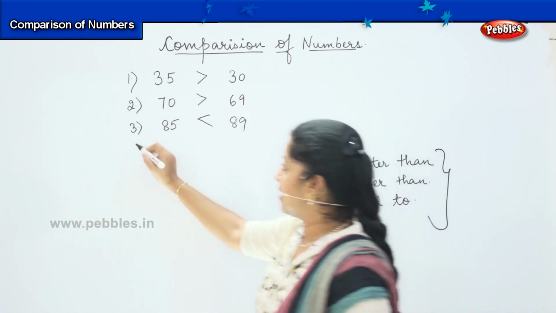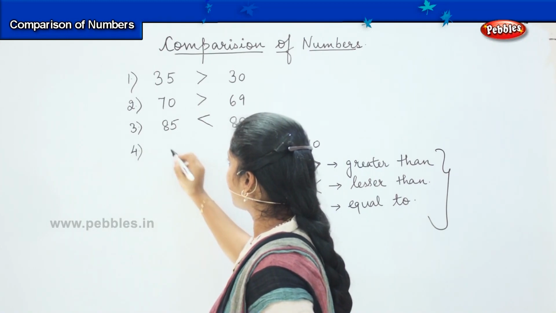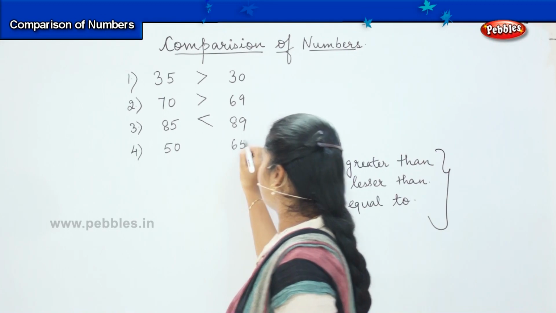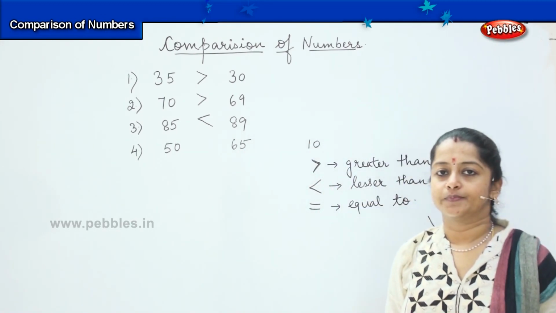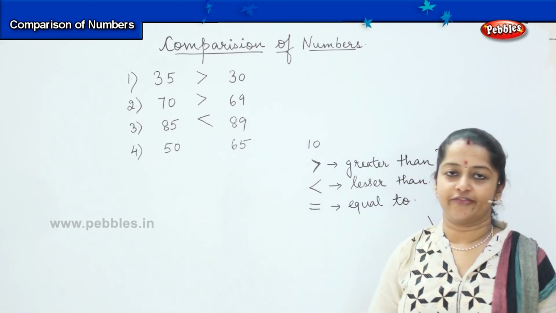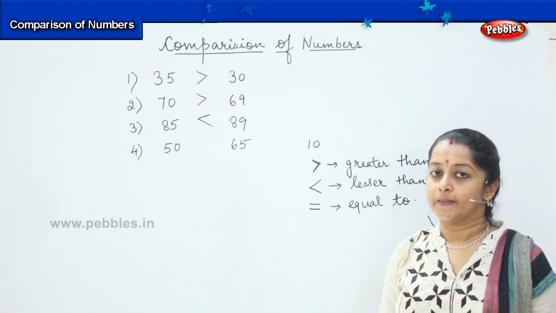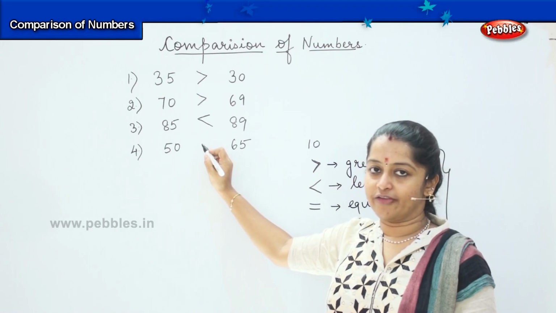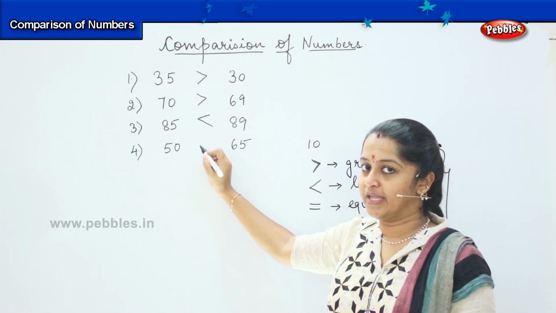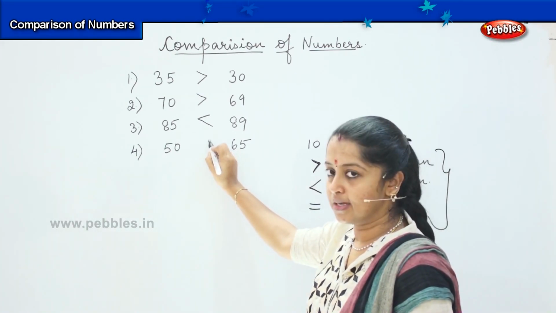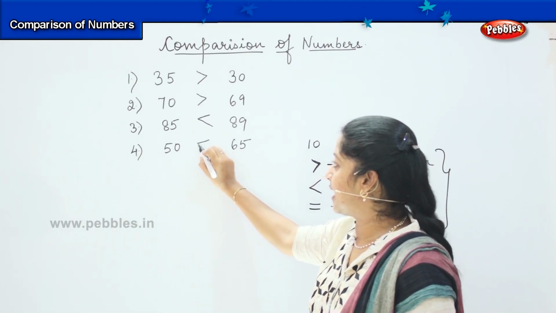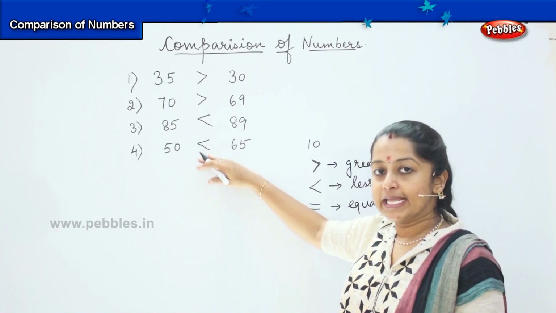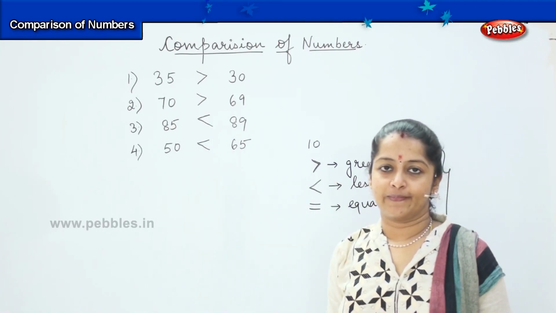Okay. So here comes your next question. 50 and 65. Can you tell me which one is greater? Is it 50 or 65? Good, it is 65. So, my symbol will come towards right or left? Think and say. It will come towards this side, yes. And I can say that 50 is lesser than 65.